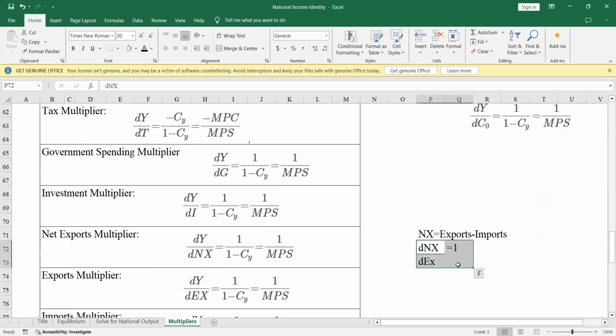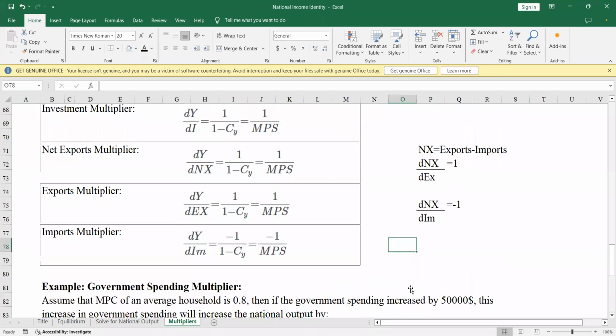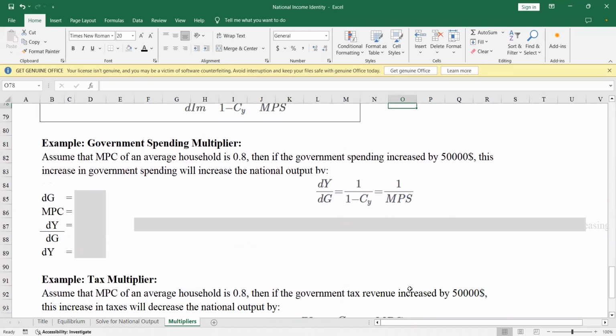On the other hand, notice that the imports come with a minus sign. So the change in net exports divided by the change in imports is -1. If my imports increase by 1 unit, the net exports will decrease by 1 unit. Essentially, the import multiplier will have a minus sign. So notice over here that the import multiplier is -1 over MPS. Having said that and done that, let's do a question.